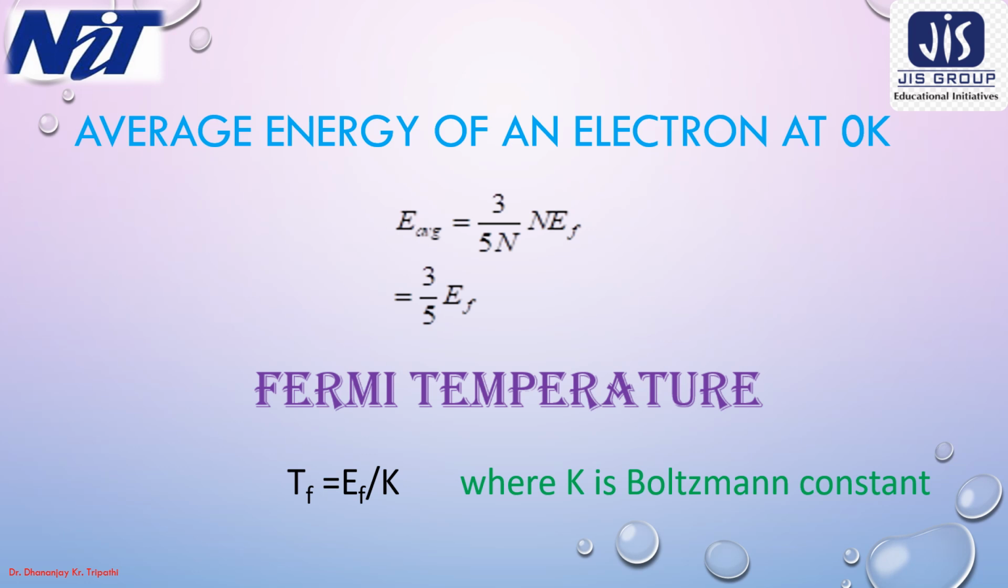Now next is Fermi temperature. What is Fermi temperature? Fermi temperature is the temperature corresponding to the Fermi energy. If we take TF as the Fermi temperature, EF is the Fermi energy, and K is the Boltzmann constant, then TF will be equal to EF by K.